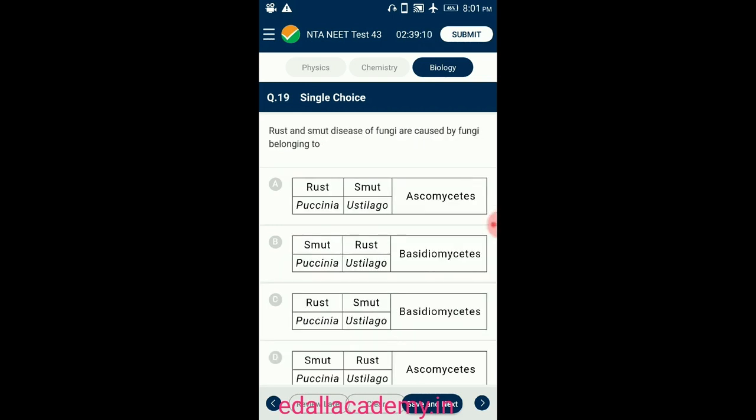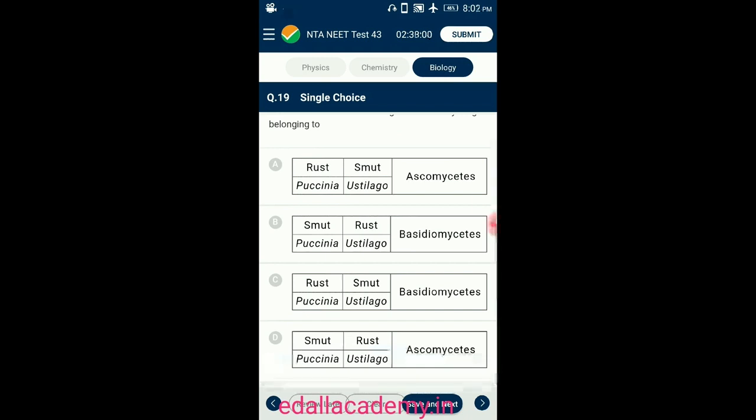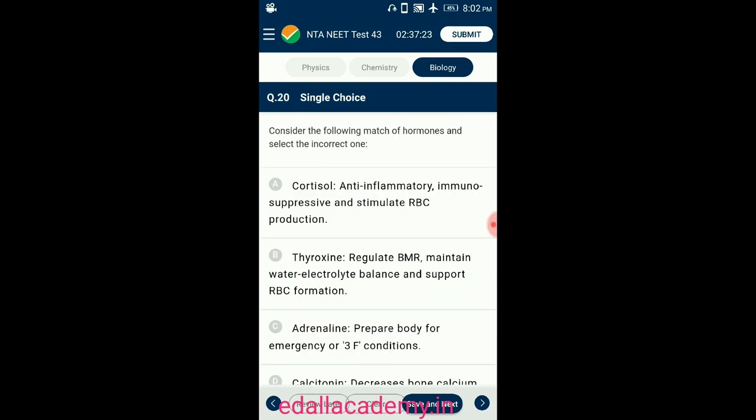Number 19. Rust and smut diseases are caused by fungi belonging to. Rust of wheat is caused by Puccinia and smut is caused by Ustilago. Both are basidiomycetes fungi and they are parasites on the living plant body. So the answer for this question is option C. Rust disease caused by Puccinia, smut disease caused by Ustilago, both belong to basidiomycetes.